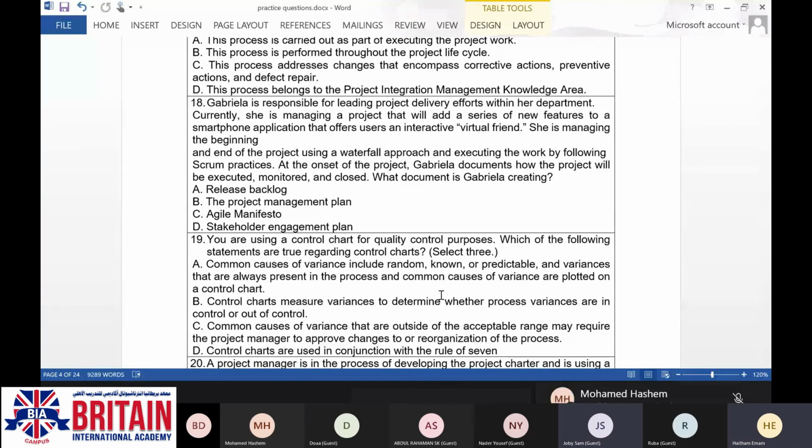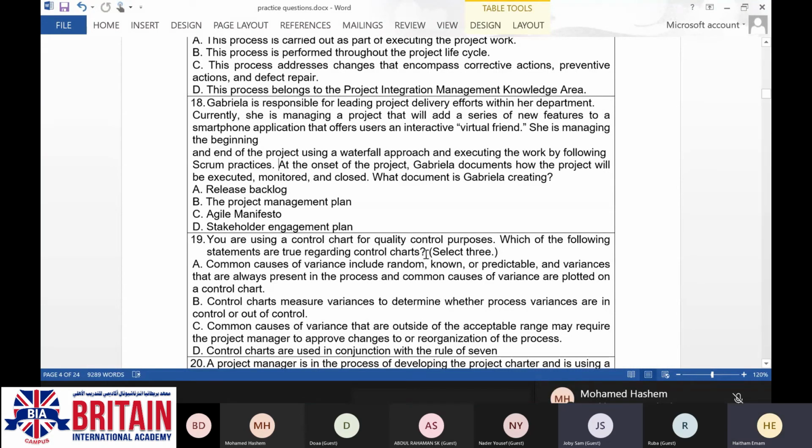You are using a control chart for quality control purposes. Which of the following statements are true regarding control charts? Select three. Common causes of variance include random, known, or predictable variances that are always present in the process. And common causes of variance are plotted on a control chart.